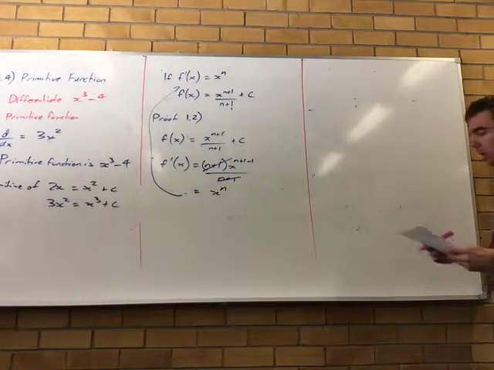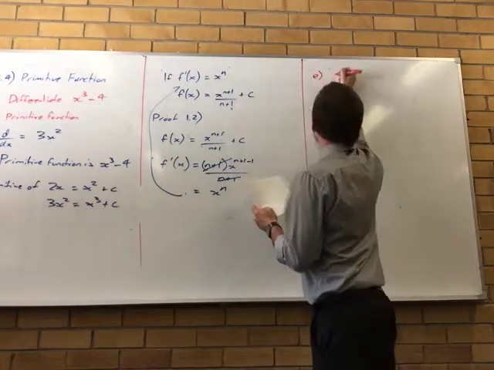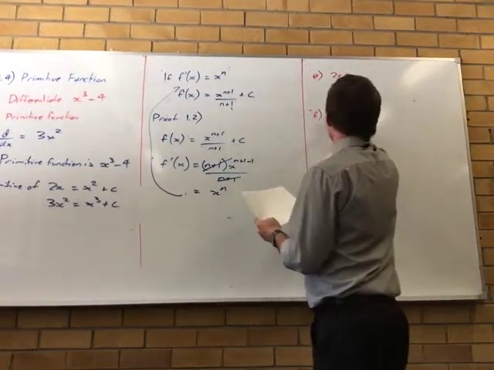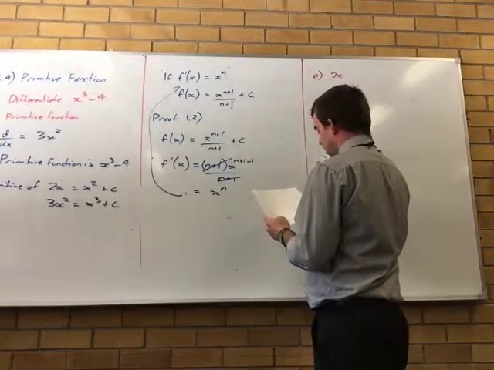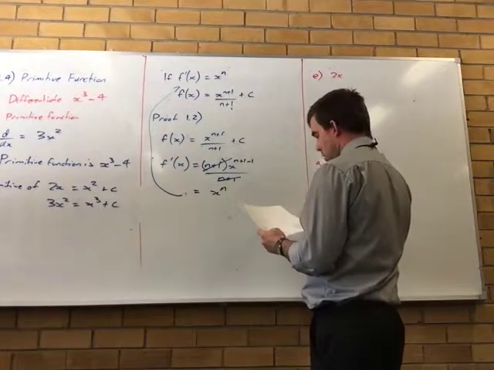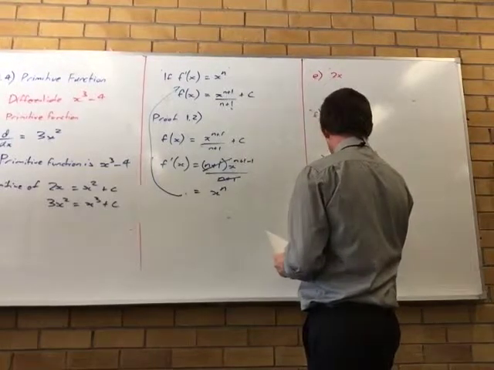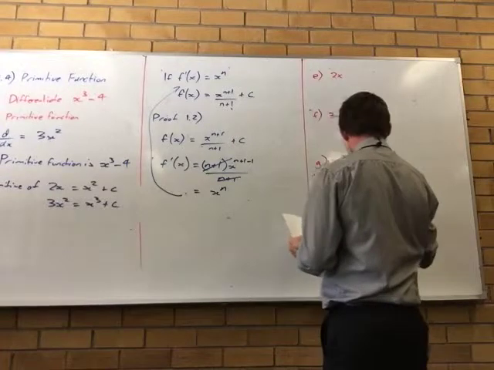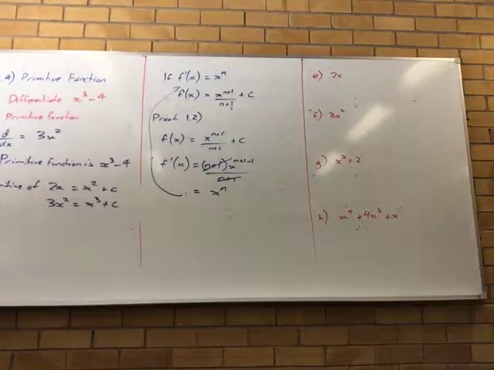Okay, so examples: find the primitive functions of the following. Alright, 2x, 3x squared, x cubed plus 2, and x to the power of 4 plus 4x cubed plus x. Alright, so before we leave, we'll get those four done.